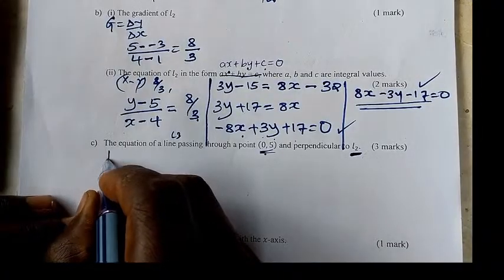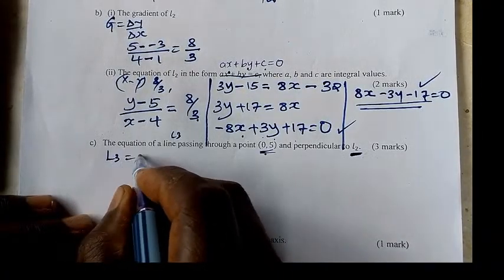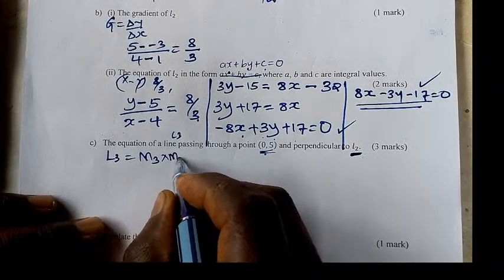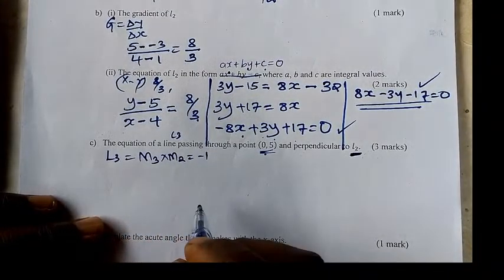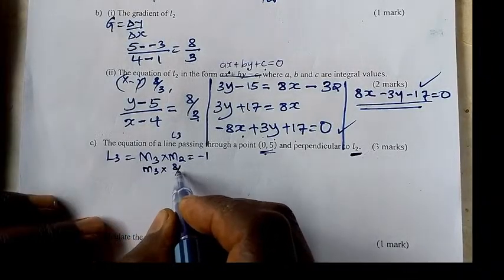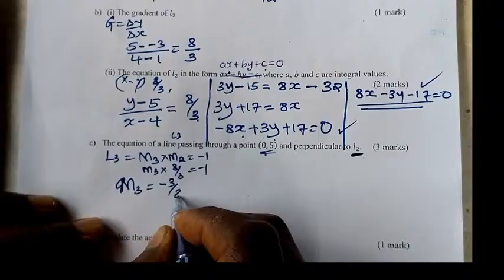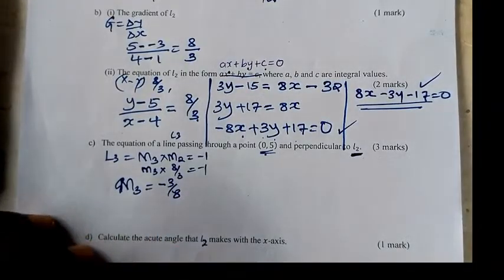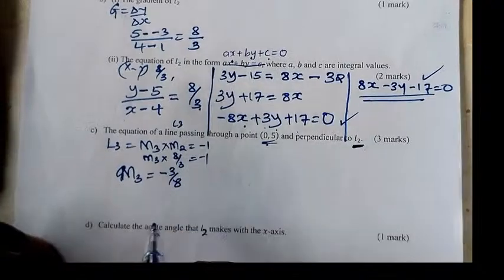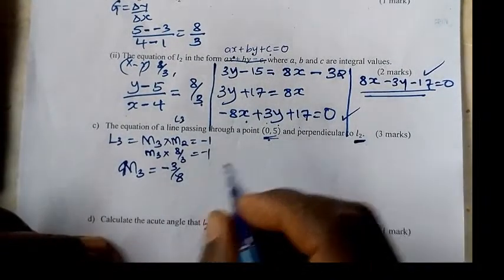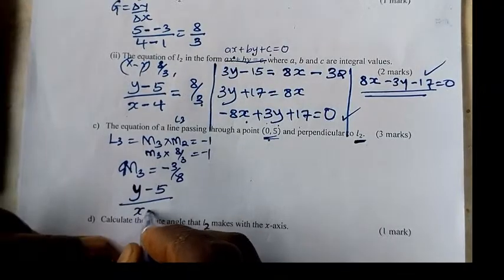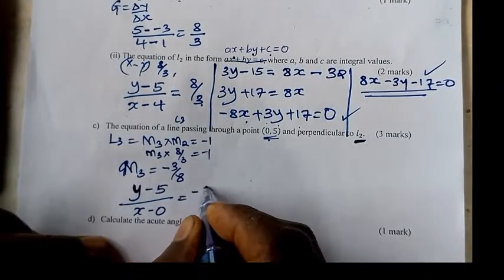So L3 gradient yake tutaita M3. M3 times M2, the answer should be negative 1. But that is M3 times 8 over 3 over 8, the reciprocal of that. So tushapata gradient ya M3. It is passing through, so we are going to say y minus 5 over x minus 0. The answer is negative 3.